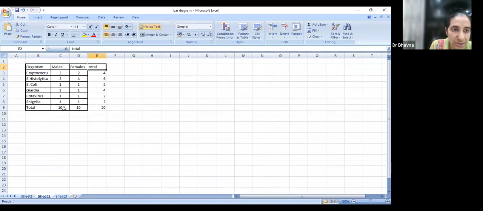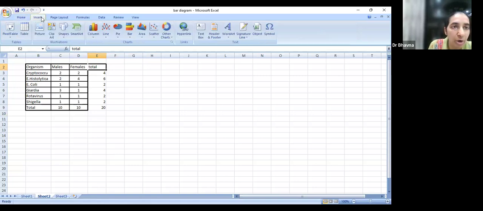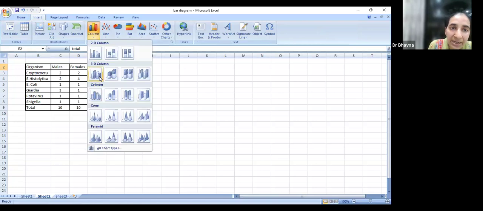These are column totals, 10 and 10. These are row totals, 4, 6, 2, 4, 2, 2, and 20. This is the grand total, 20, okay? Now, what do you want to draw? Just having a look at the data tells you what? That there are going to be 2 bars for each. So what is the type of diagram that you're going to draw? You're going to draw a multiple bar diagram.